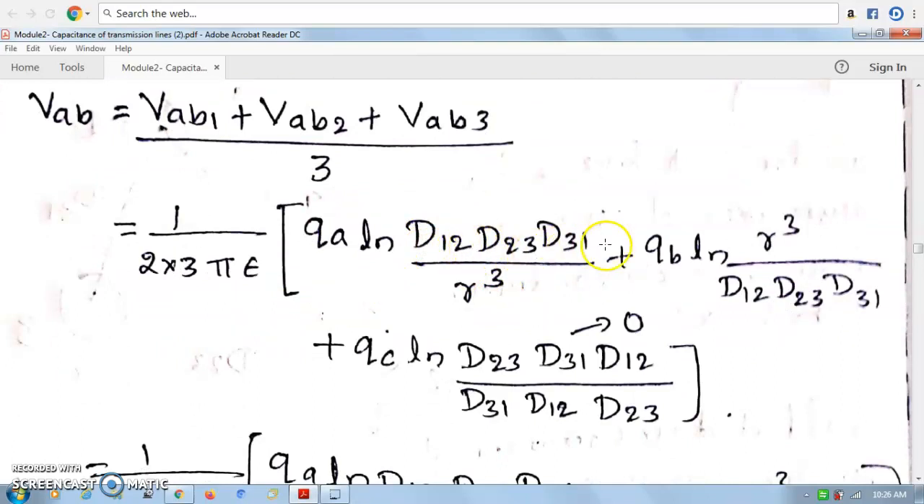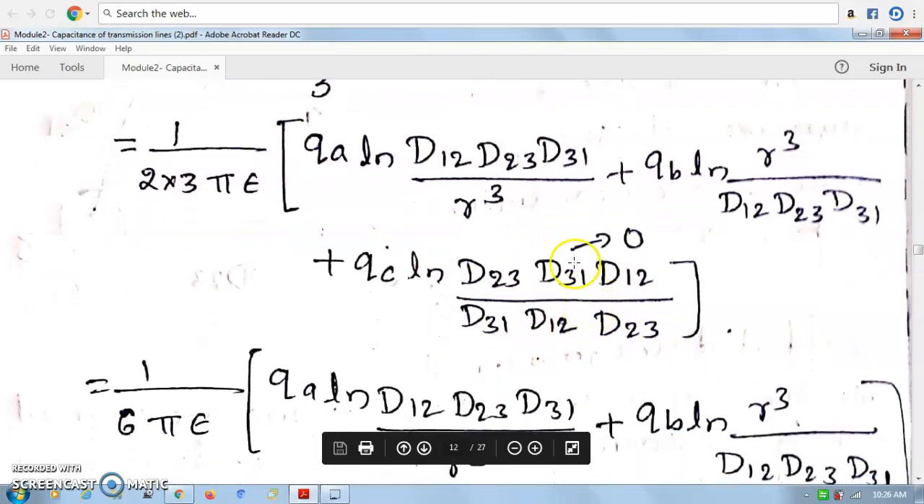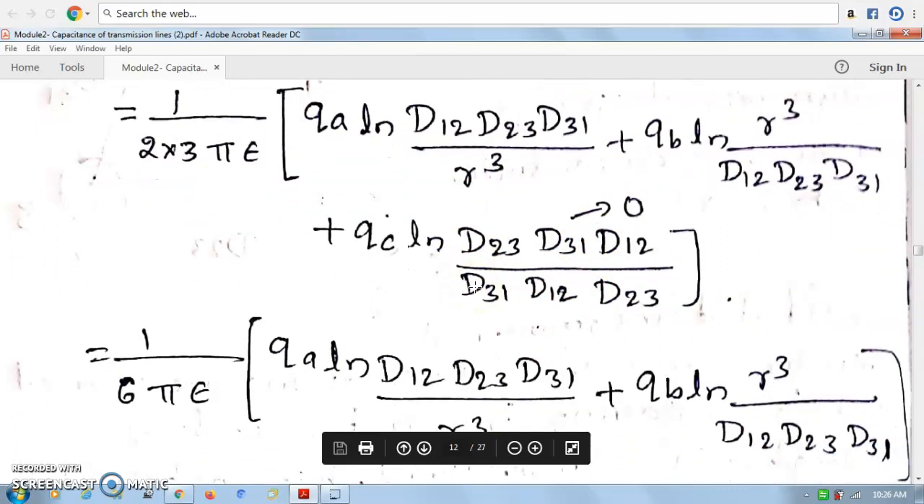D1 to 2, 2 to 3, 3 to 1. Here is reverse order divided by R cube. Here is reverse for QB. And QC here, D1 to 2, 2 to 3, 3 to 1. The divider is also the same term, so it gets cancelled. This term is 0. Line of 1 is 0. This term is 0. Next.